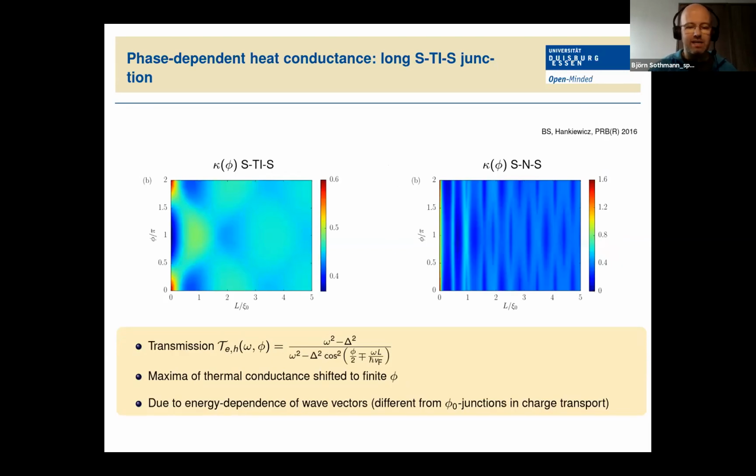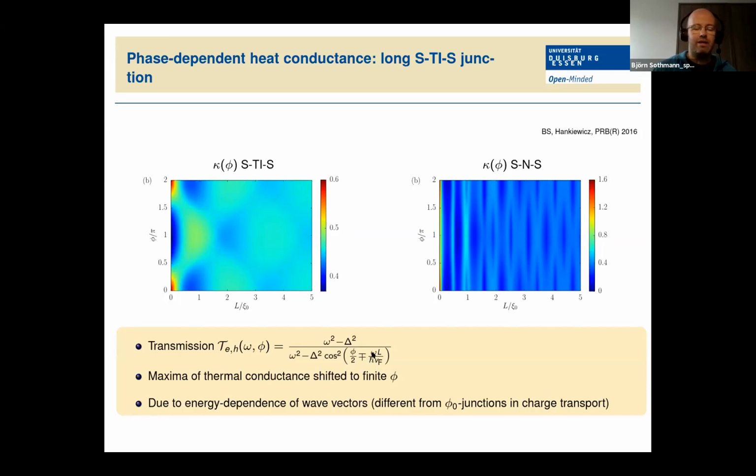And in this case, it turns out that you have to take into account that the wave vectors of both electrons and hole-like quasiparticles become energy dependent. And this then gives rise to this additional length and energy dependence in the transmission function.